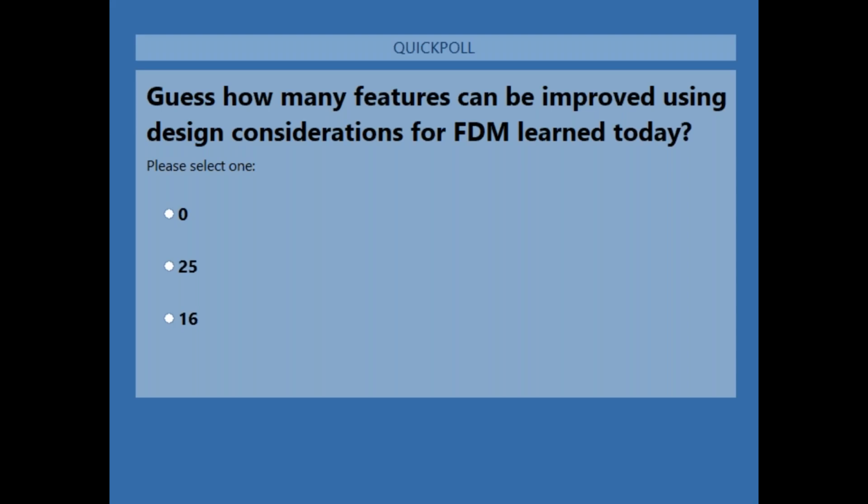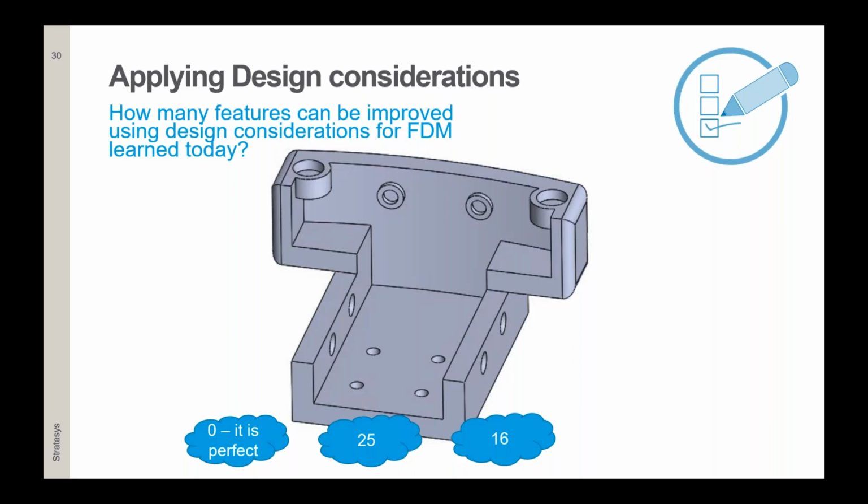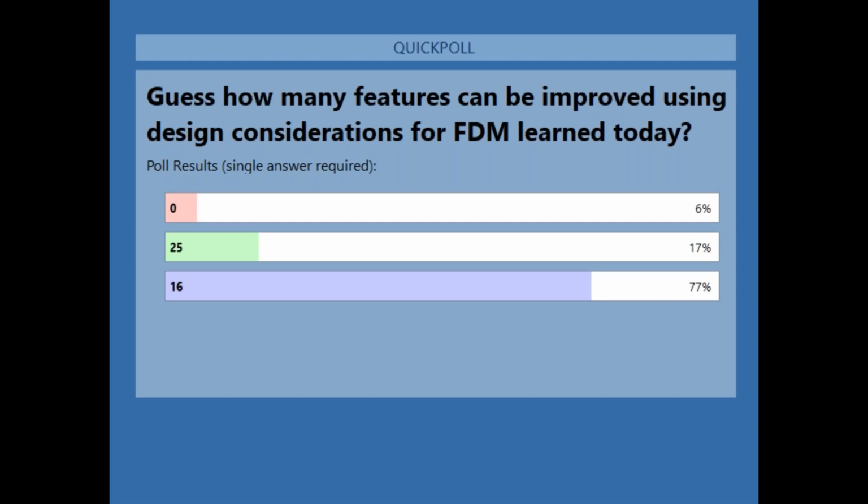And here we go. Let's finish it and share the results. More than three quarters, 77%, are saying 16, 17% are saying 25, and 6% are saying 0. It's already perfect. Carolus, right? Can you please enlighten us?